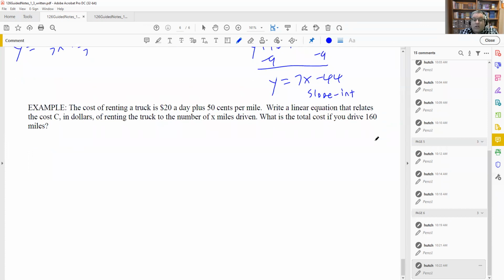Another type of problem that's going to be in this section is word problems that deal with linear equations. So we have this one here. Cost of renting a truck is $20 a day plus 50 cents a mile. It says write a linear equation that relates the cost C in dollars of renting the truck to the number of miles, X, miles driven. What is the total cost if you drive 160 miles?